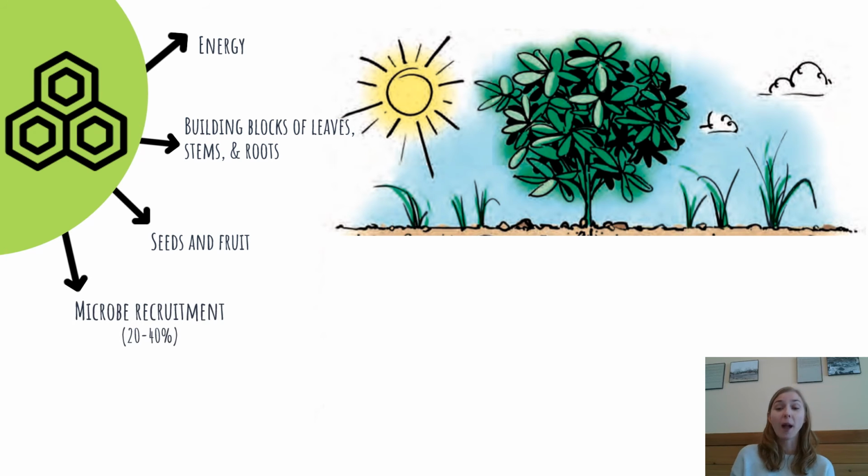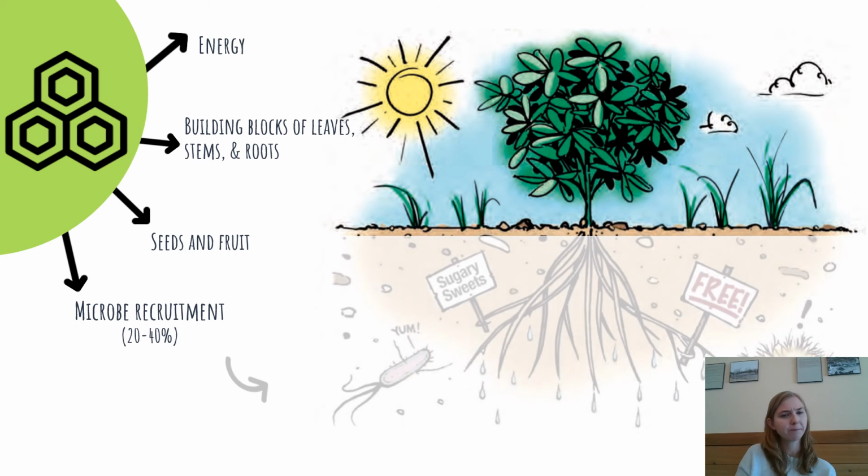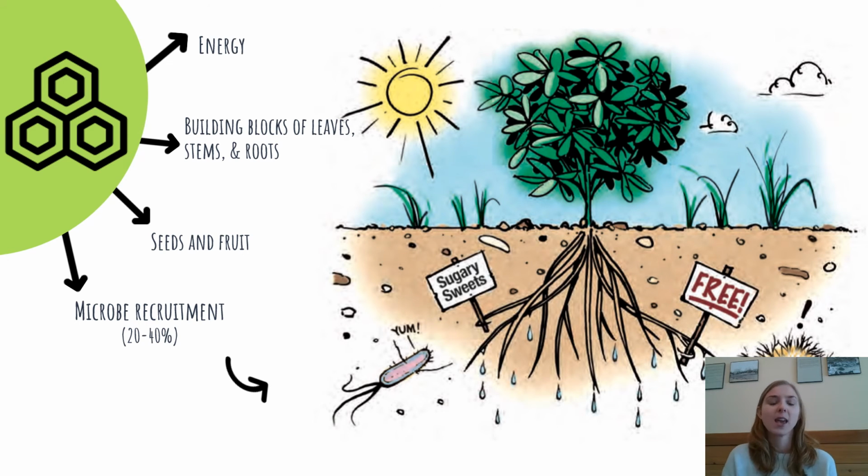And the most surprising one that we don't always think of is microbe recruitment. What is that? Well, the plant will actually send some of its photosynthetic products, all those compounds and sugars, to the roots and allow bacteria and other things to come and eat those compounds. And it's the way that the plant recruits decomposers.